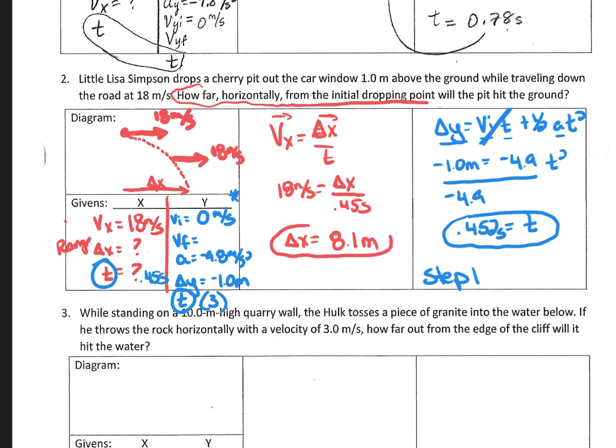And that is how far the pit lands in front of its starting position, how far out. And the car probably kept up with it. So Lisa would look out the window, look at the cherry pit, think she's dropping it straight down. But anyone who's outside the car would see it move forward at 8.1 meters.